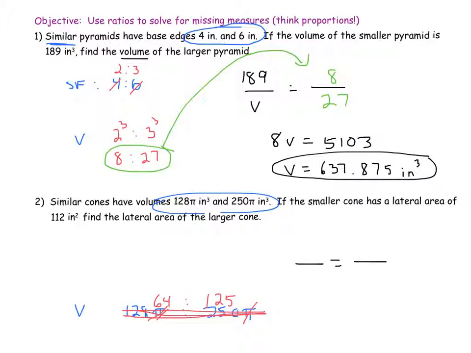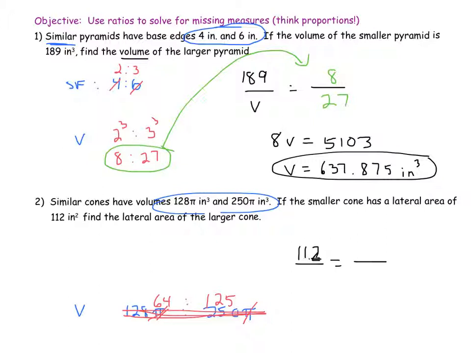We've got the smaller cone has a lateral area of 112 inches squared. So I'm going to go ahead and put 112 in one of my ratios. Again, that's an area measurement. You might want to make a little note to yourself if you like to jot down words next to this. Okay, that's supposed to be a 2. We're just going to go with it. 112 square inches for the lateral area of the smaller cone.